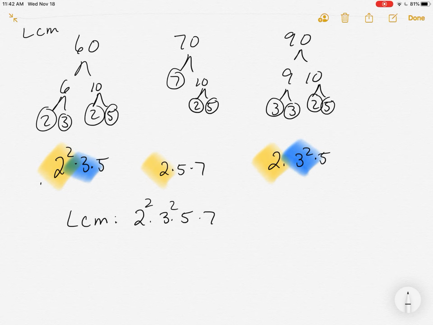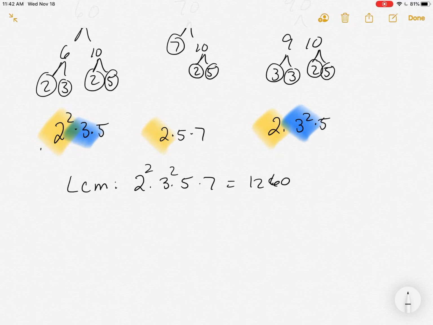So if we look at 2 squared times 3 squared times 5 times 7, we'll have the least common multiple of 1,260. That's way better than just trying to range through all the multiples of one and seeing if it works for the others. Super fast.